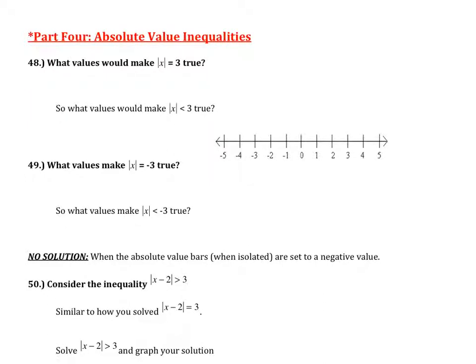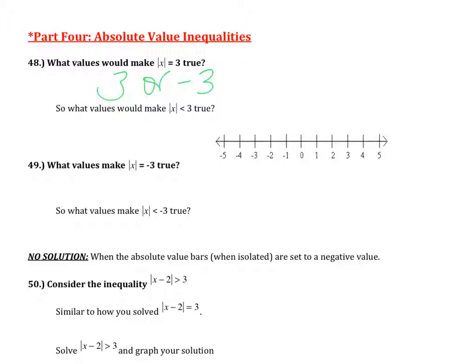In Chapter 9, Part 4, we're looking at absolute value inequalities. Number 48 says, what values would make the absolute value of x equal to 3 true? If we think about this, what could we plug in to the absolute value to make an answer of 3? Well, that could be 3 or negative 3. Either of those would work.